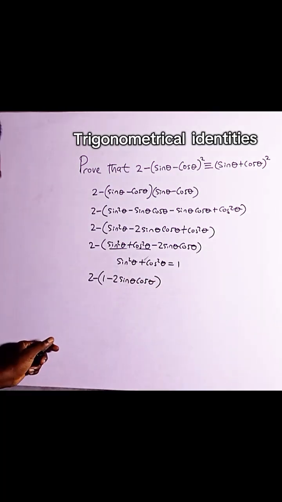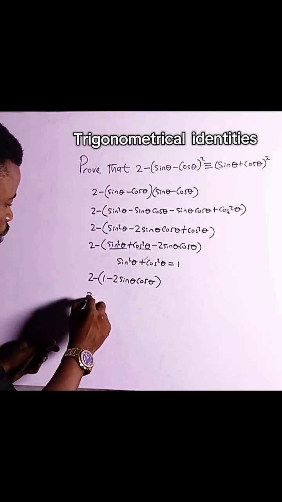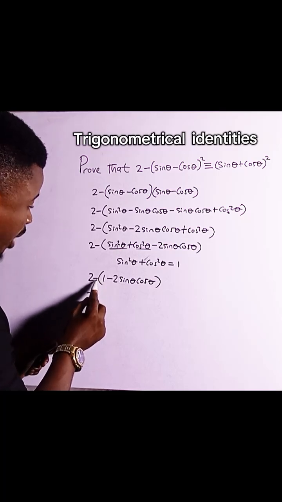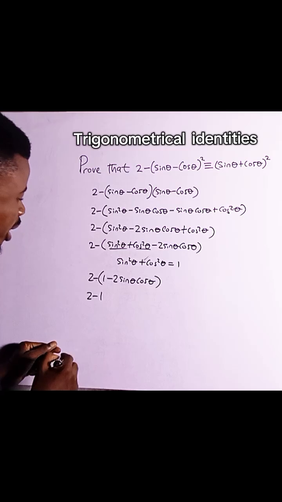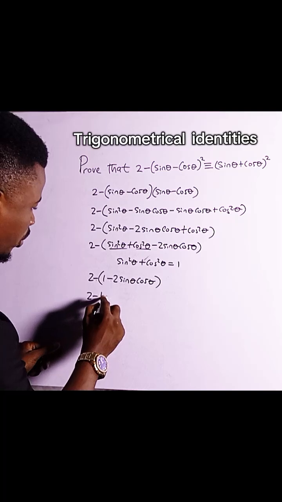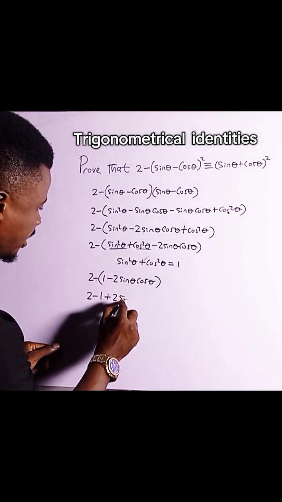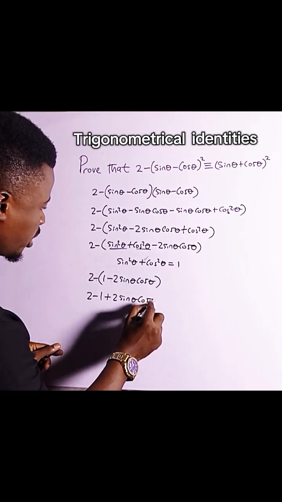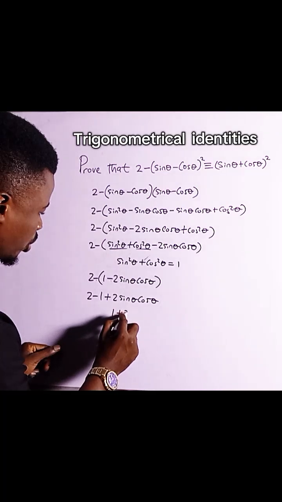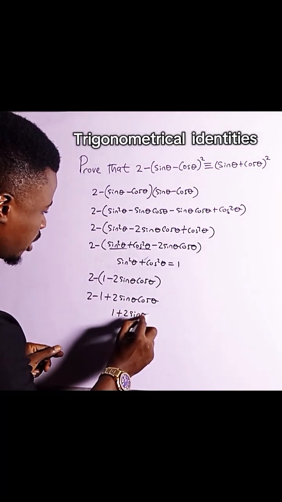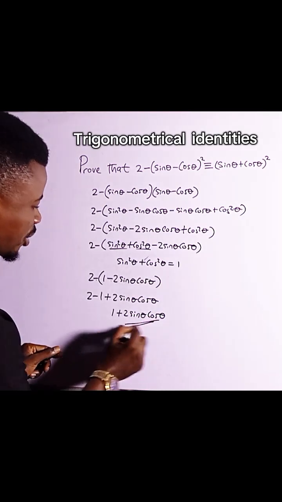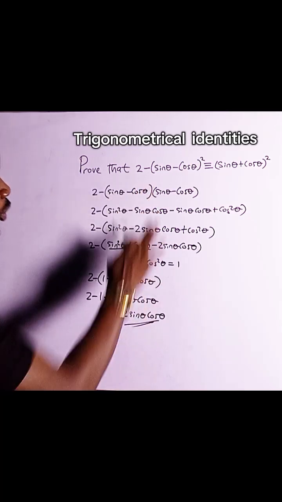Now I can expand the bracket. So it becomes what? 2 minus, now minus 1, minus times 1 is minus 1. So minus times minus 2 sine theta cos theta will give you plus 2 sine theta cos theta. Then 2 minus 1 is what? 1 plus 2 sine theta cos theta. Now we have arrived at this expression. This is how far we can go from here.